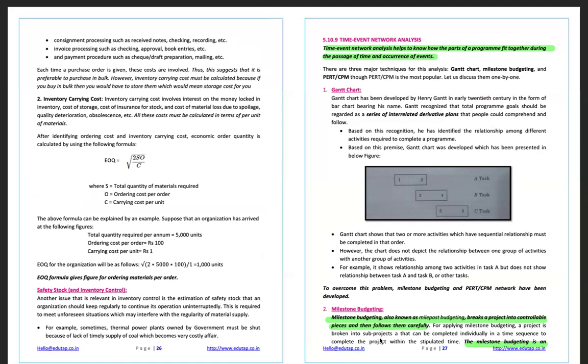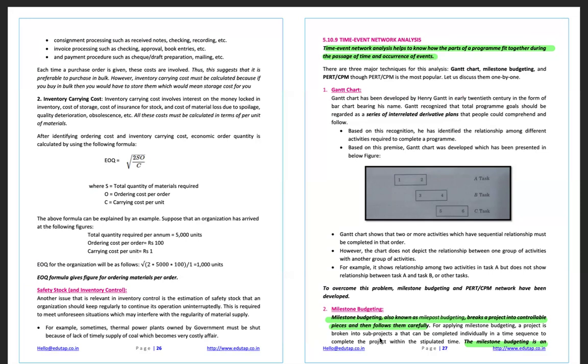S is the total quantity of materials required, O is the order cost per order, C is the carrying cost per unit. ठीक है, तो EOQ फॉर्मूला गिव्स फिगर फॉर ऑर्डरिंग मटेरियल्स पर ऑर्डर. एक ऑर्डर में कितना हम लोग को मटेरियल ऑर्डर करना है उसका देता है फिगर.